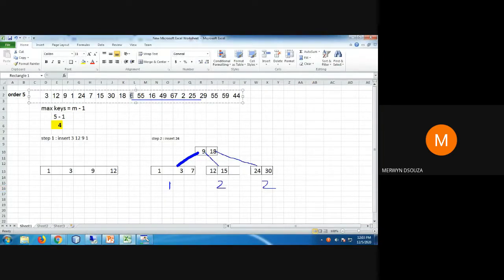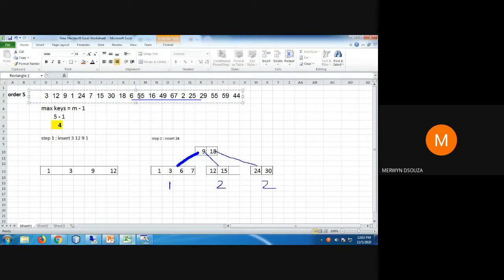Take 6, now take 6. 6 is less than 9, so find the leaf for that. You could insert in any of these 3 leaf nodes, but the correct leaf for it is this one, because it is less than 9. So you will get 1, 3, 6, 7. By inserting here, my leaf has now become full. I'm having 4 keys here, and the maximum I can have is 4.